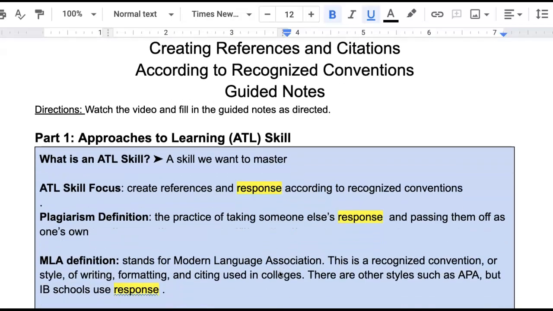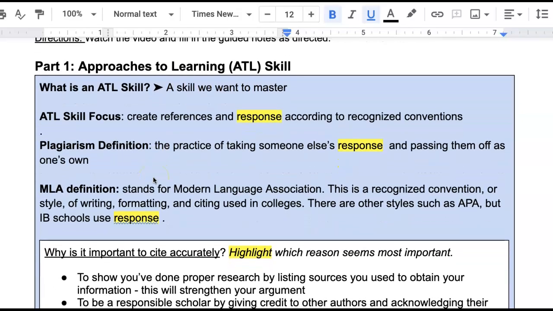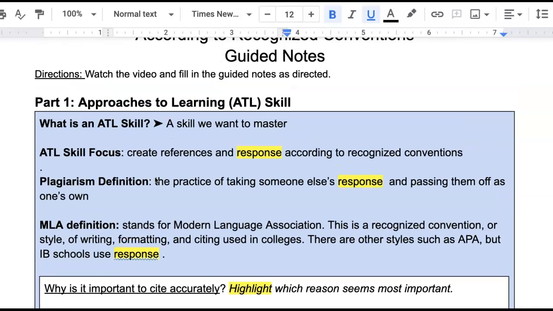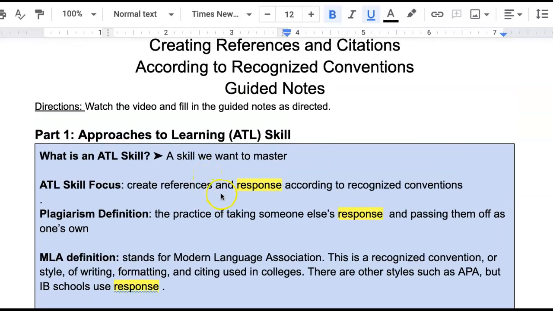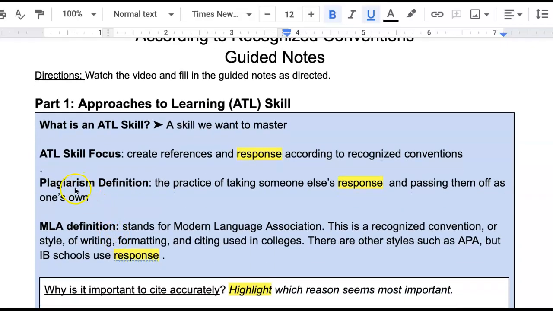All right, so what is an ATL skill? It stands for Approaches to Learning, and it's a skill that we want to master. For this one, the ATL skill focus is creating references and citations, which is this word right up here, according to recognized conventions. Now, the purpose of this is to avoid plagiarism. And the definition of plagiarism is the practice of taking someone else's work and passing it off as one's own.